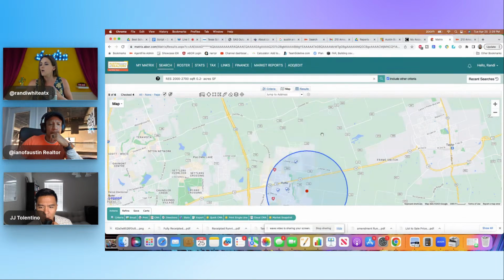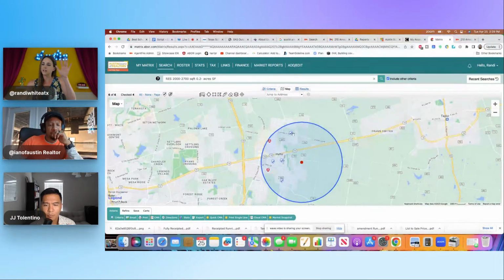So basically, the gist of what I'm feeling right now is these are not great comparable properties, but this is what has sold in the last 90 days.